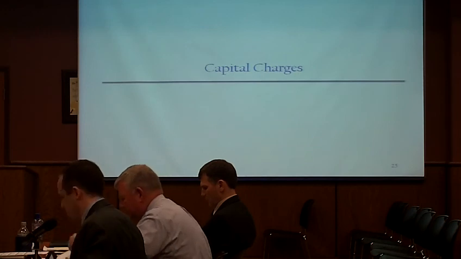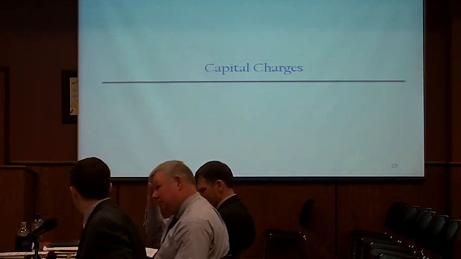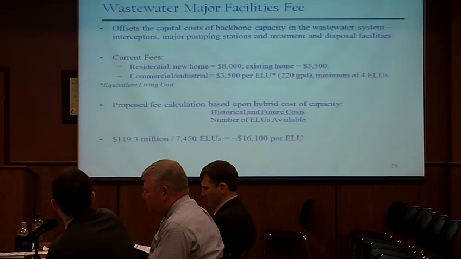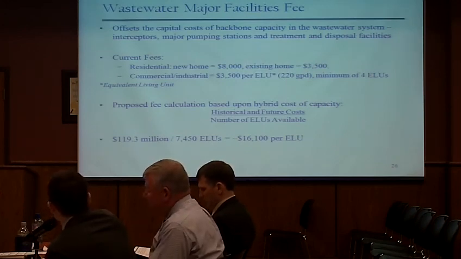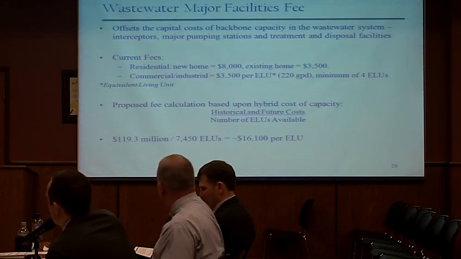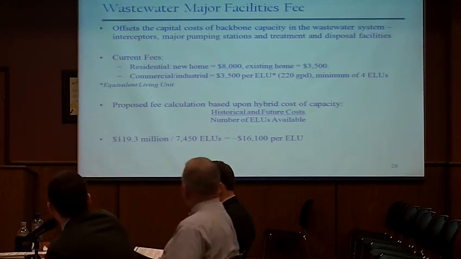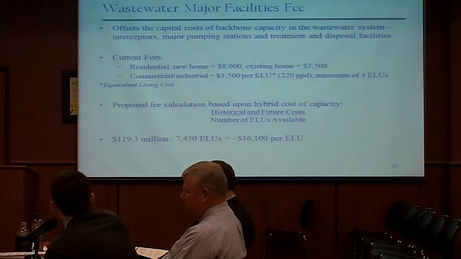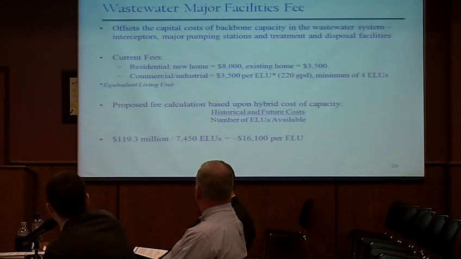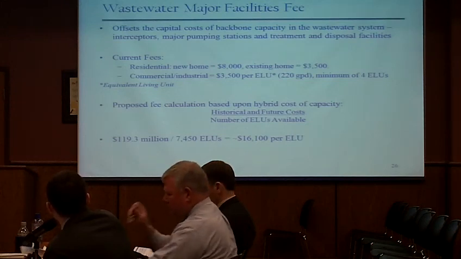So now we're just going to touch upon the capital chart for commercial fees. We're calling it the major facilities fee. The point of the fee is to offset the capital costs of major large backbone capacity in the system, so any large interceptors, pumping stations, treatment facilities. Your current fee for residential is $8,000 for a new home, and existing home is $3,500. And then commercial industrial is $3,500 per equivalent living unit, which is 220 gallons per day. And currently, you must buy a minimum of 4.